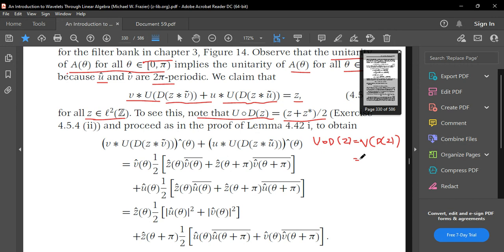one minute. Applying the definition of U, that will be equal to D of Z of n by 2 if n is even and 0 if n is odd. What is this D of Z of n by 2? It is equal to Z of n for n even and 0 for n odd. That is equal to, what is this one? Z plus Z star by 2 of n. This is Z plus Z star by 2 of n.